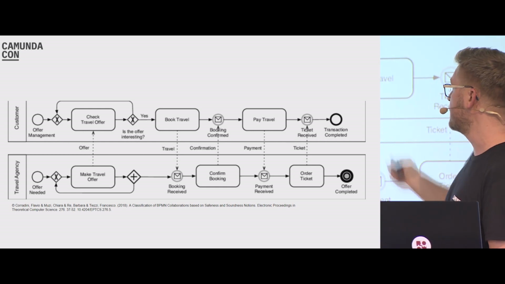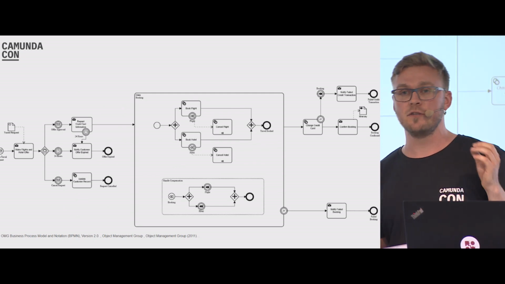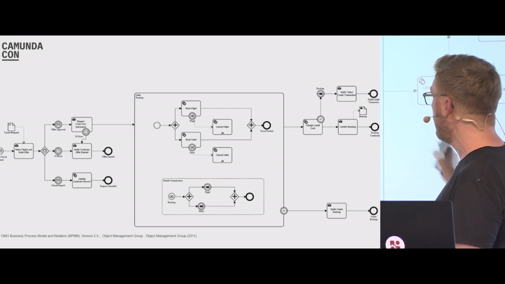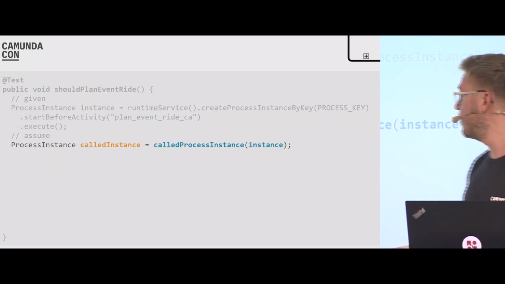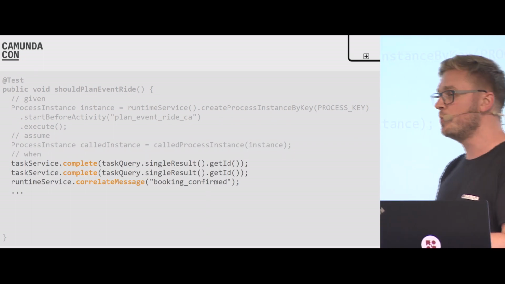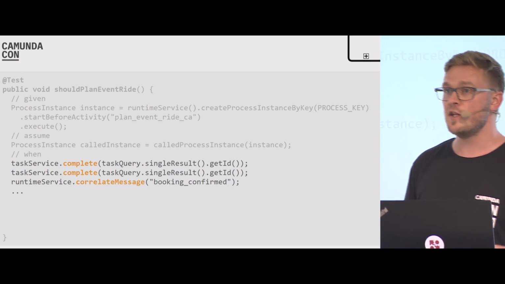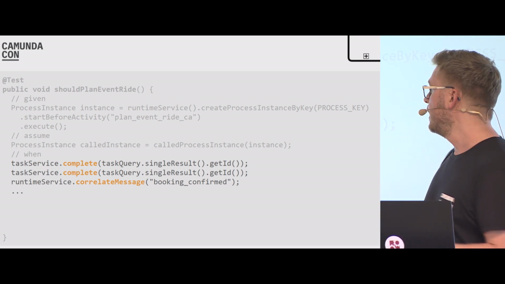Now you have to drive this model, or maybe this model, or maybe even this model. Good luck finding the shortest path through the model, and then using this in your test and driving forward your model. So maybe you have to do some task completion, maybe again some message correlation. Let's assume that's another call activity. This is going to be fun. So you don't want to do this.